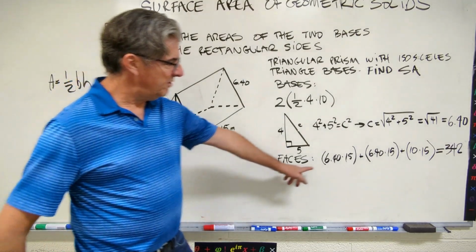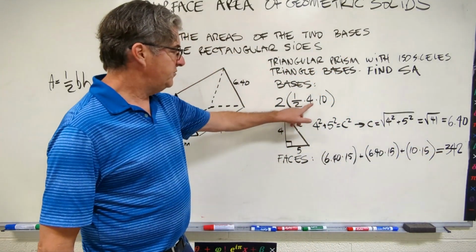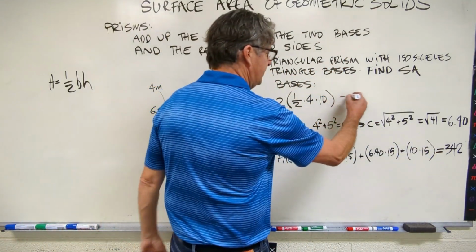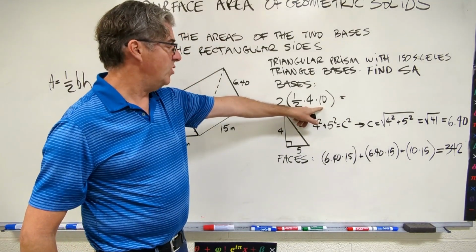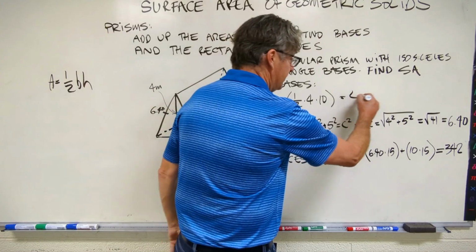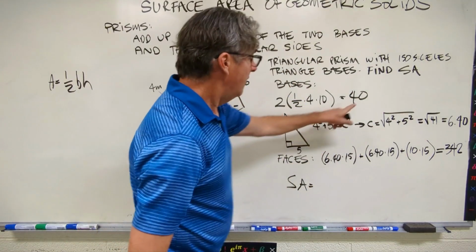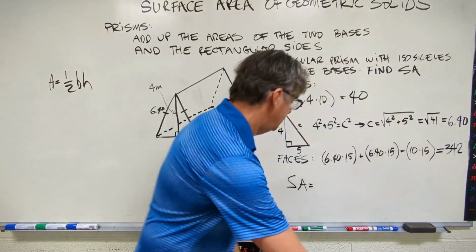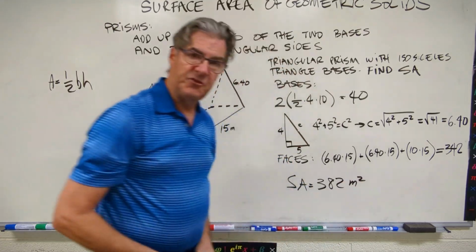All right, when I crunch the numbers there, I got 342 meters squared. This one here, that's going to be 1/2 times 4 is 2. 2 times 10 is 20. Times 2 is 40. So that's 40. So the total surface area is going to be 40 plus 342, which is 382 meters squared.